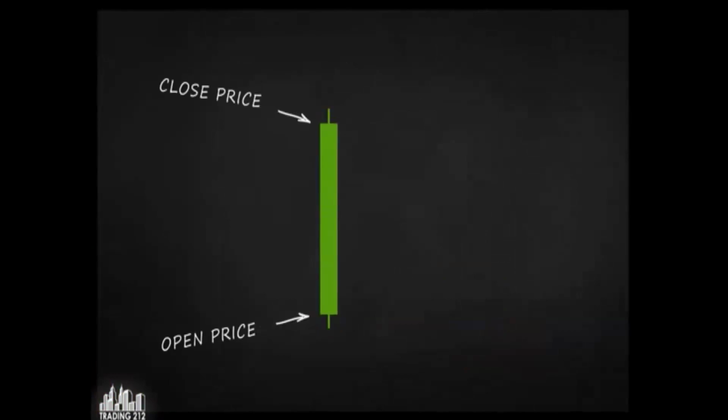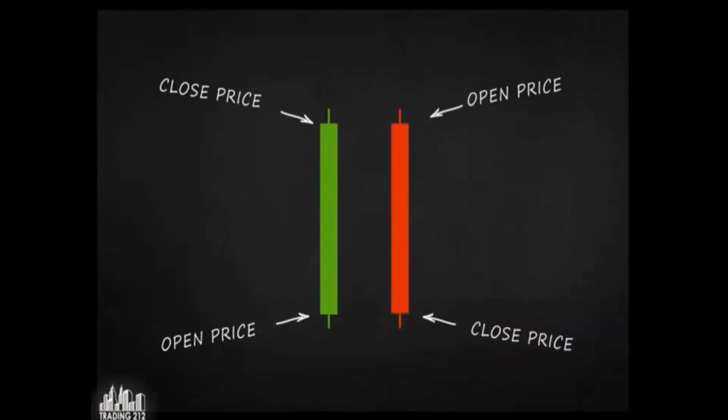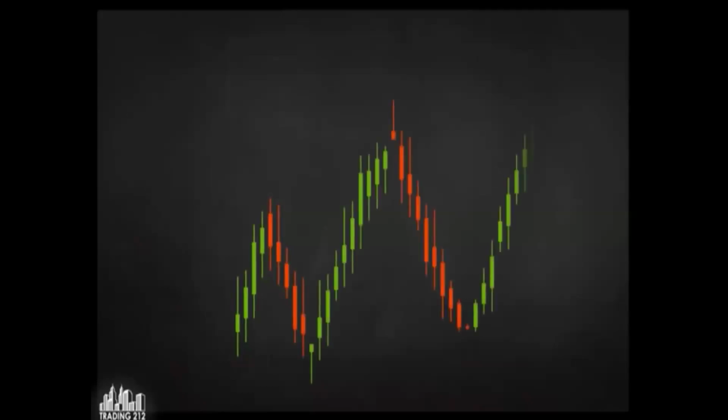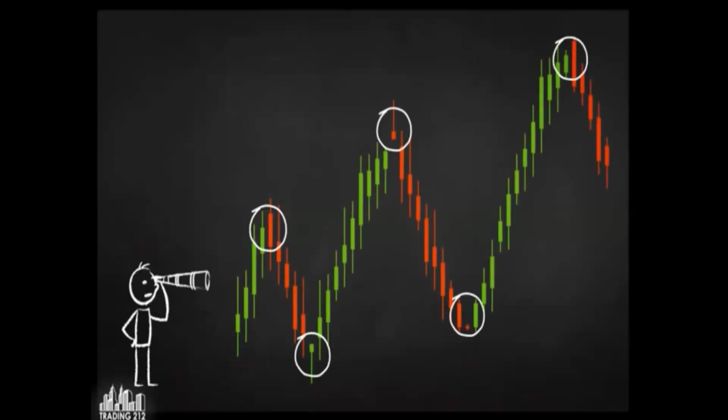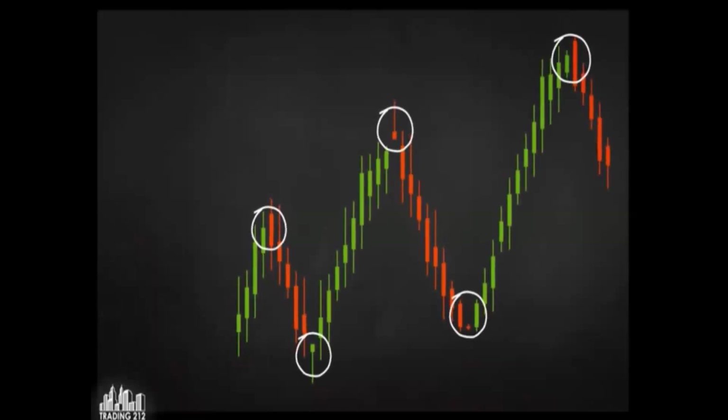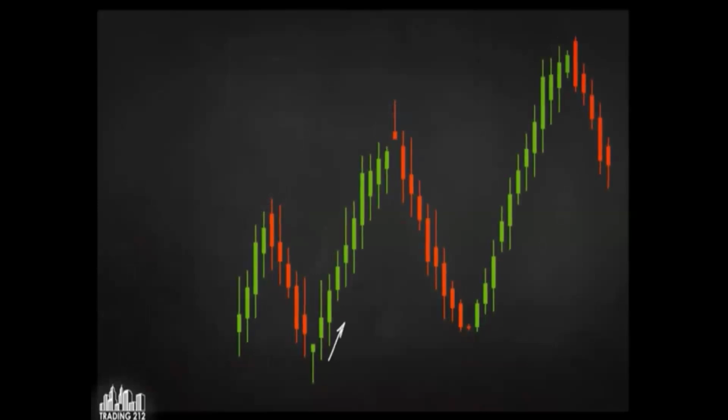We see a green candle when the open price is lower than the close price. If the price closes lower than it opened, then the candle is red. As simple as that. What kind of signals does a candlestick chart provide? It's no surprise that candlestick charts are so popular. They're excellent for spotting market turning points. By looking at the patterns that candles create, you can often guess if a certain market is about to continue in its current direction or reverse it.